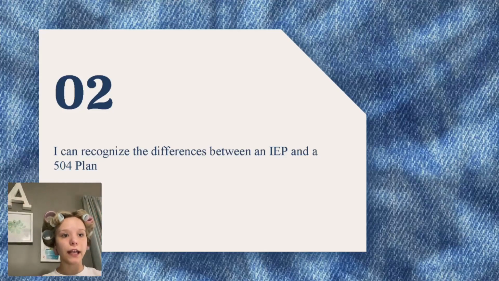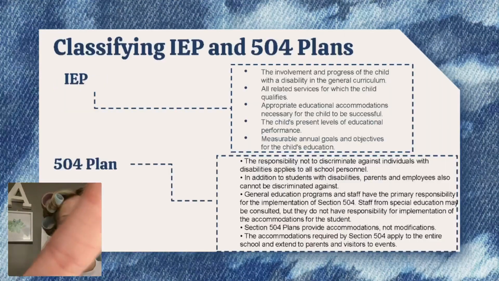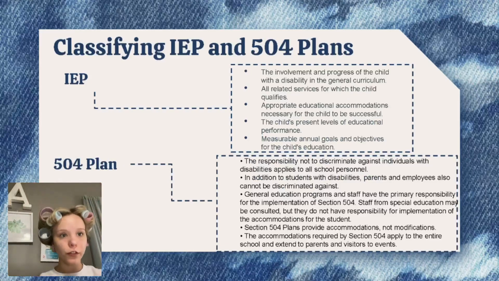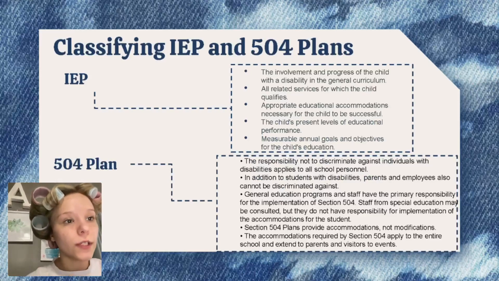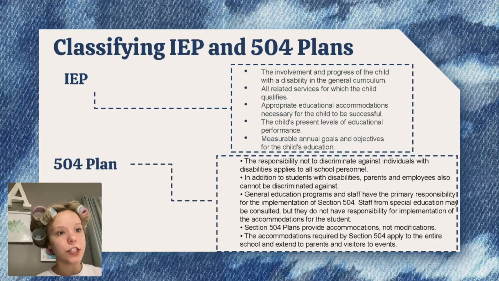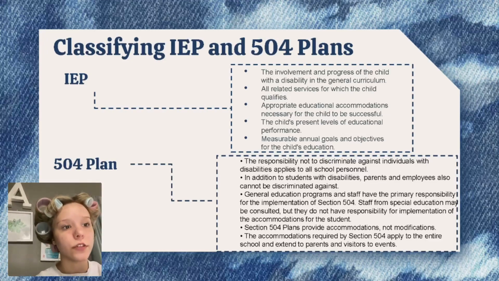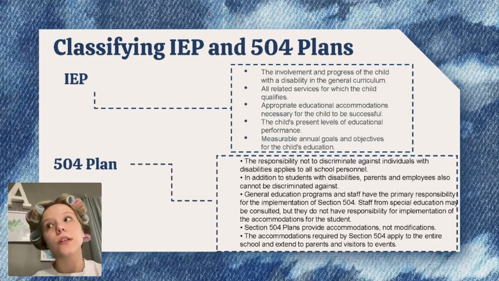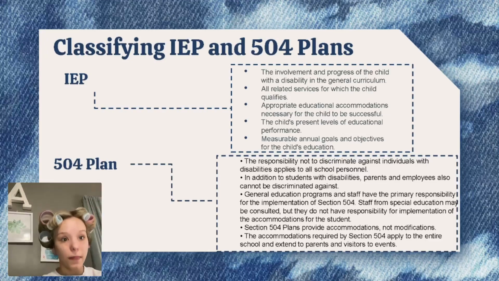Number 2, I can recognize the differences between an IEP and a 504 plan. So this is just a little chart for you guys to be able to notice the differences between an IEP and a 504 plan. For an IEP: the involvement and progress of the child with a disability in the general curriculum, all related services for which the child qualifies, appropriate educational accommodations necessary for the child to be successful, the child's present levels of educational performance, and measurable and annual goals and objectives for the child's education. So an IEP is a classroom-specific plan that allows students with accommodations to get exactly what they need in the classroom.